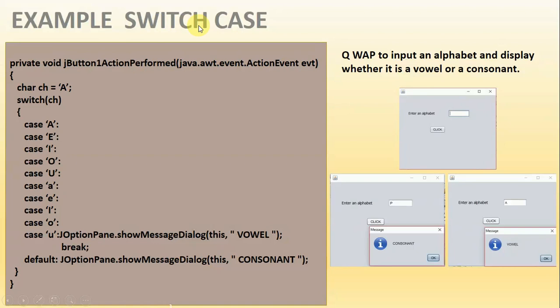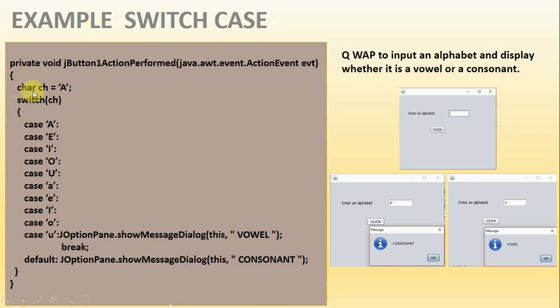Now let us take one more example of switch case. In this, write a program to input an alphabet and display whether it is a vowel or a consonant. This is the design of the screen. This is a label in which enter an alphabet has been written. Then this is a text field to input an alphabet, and then this is a button on which click is written. Now on the click of this button, this is the programming coding part.